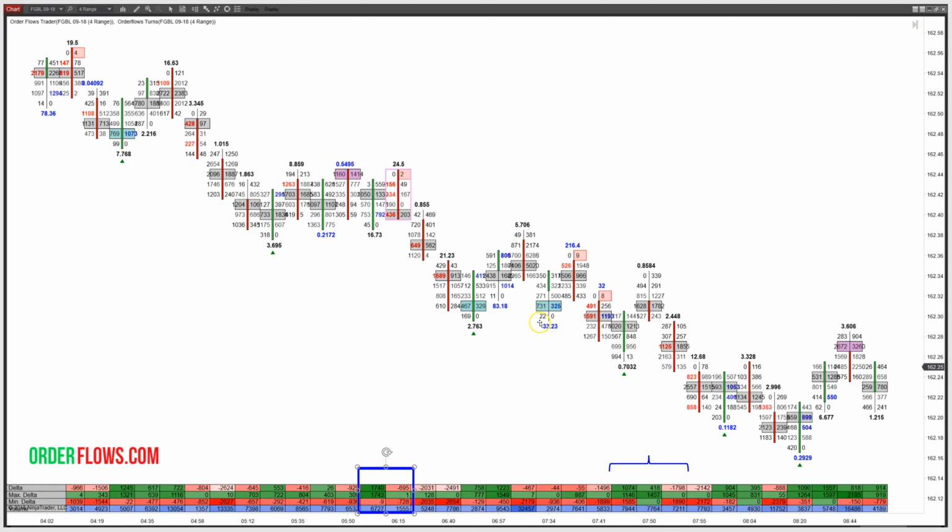Now here, this one is a little bit interesting. I'm going to talk about these sort of bars a bit later, but what I consider a flip in here, it's 418, but look, the max delta was 1457, so it's actually 1,000 contracts less.